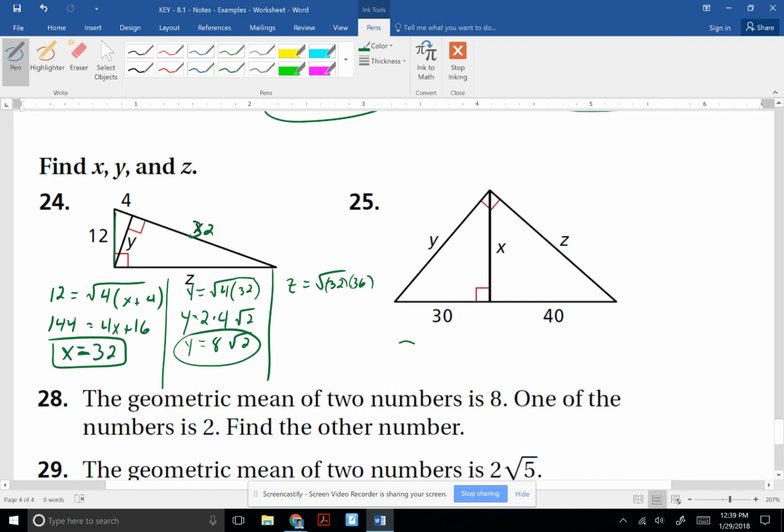So we get y equals 8 radical 2. And then z is going to be, well, 36, we can pull out a 6. 32, we already said, was 4 radical 2. Right, 16 times 2, yep. And so we get 24 radical 2. Oop, that's z.